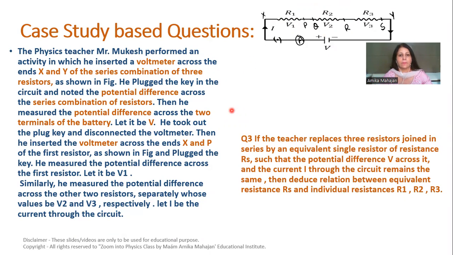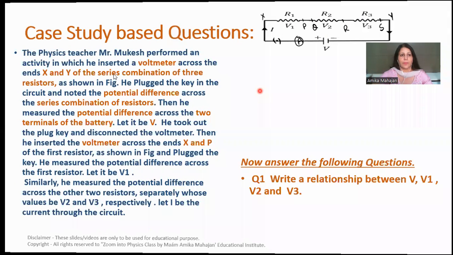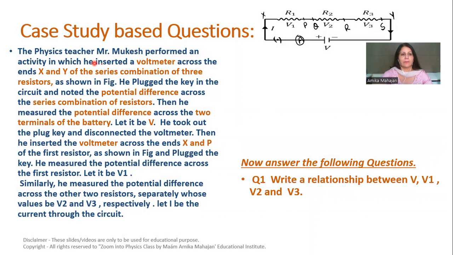Now let's read the situation. The physics teacher, Mr. Mukesh, performed an activity in which he inserted a voltmeter across ends X and Y. He plugged the key in and noted the potential difference across series combination of resistors. Then he removed voltmeter from this part and added it to terminals of battery. Then what happened? He measured the potential difference across two terminals of battery, let it be V.